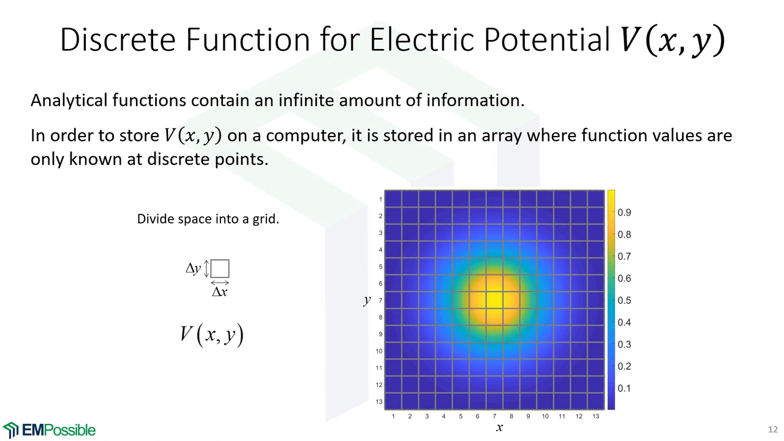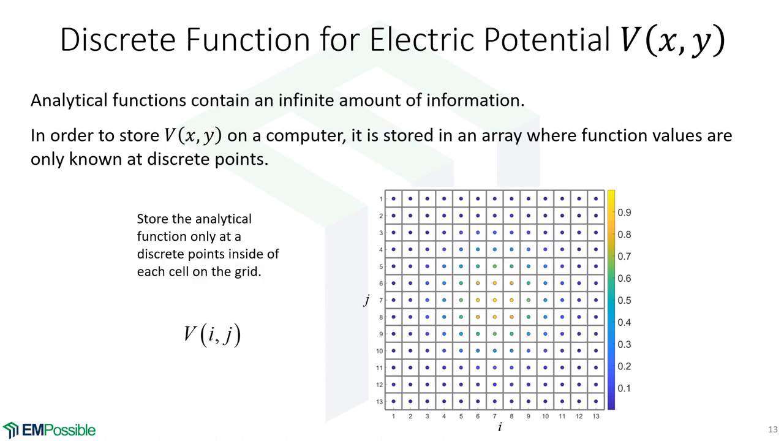Now, even within each one of these cells, we still notice that the function is varying smoothly. So even inside one of these cells, we still have an infinite amount of information. So in fact, what we have to do is only store the value of that electric potential at one infinitely small point within each one of those cells. So what we're looking at here is actually what's stored in memory. And so what's happening in between these points, we don't know. Now, we can make some good guesses and interpolate and all that, but the point is we don't store or really know the information between the points.